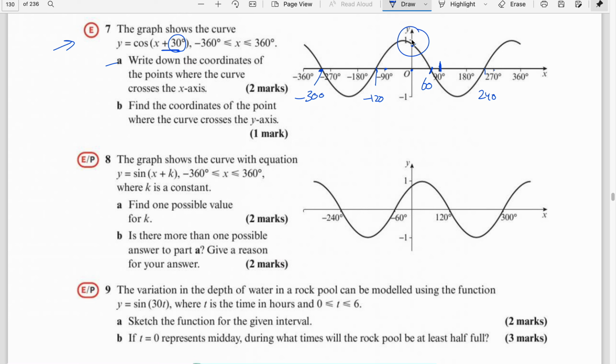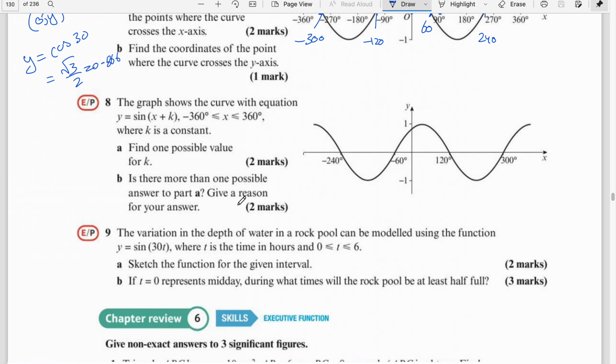At that point, let us solve this. Theta is 0. So when it crosses the y-axis, we have coordinates 0 comma y. So I can substitute this 0 in x, and we get y equals cos of 30. So when you punch in the value cos 30, make sure the calculator is in degrees mode, we get root 3 by 2, or 0.866.